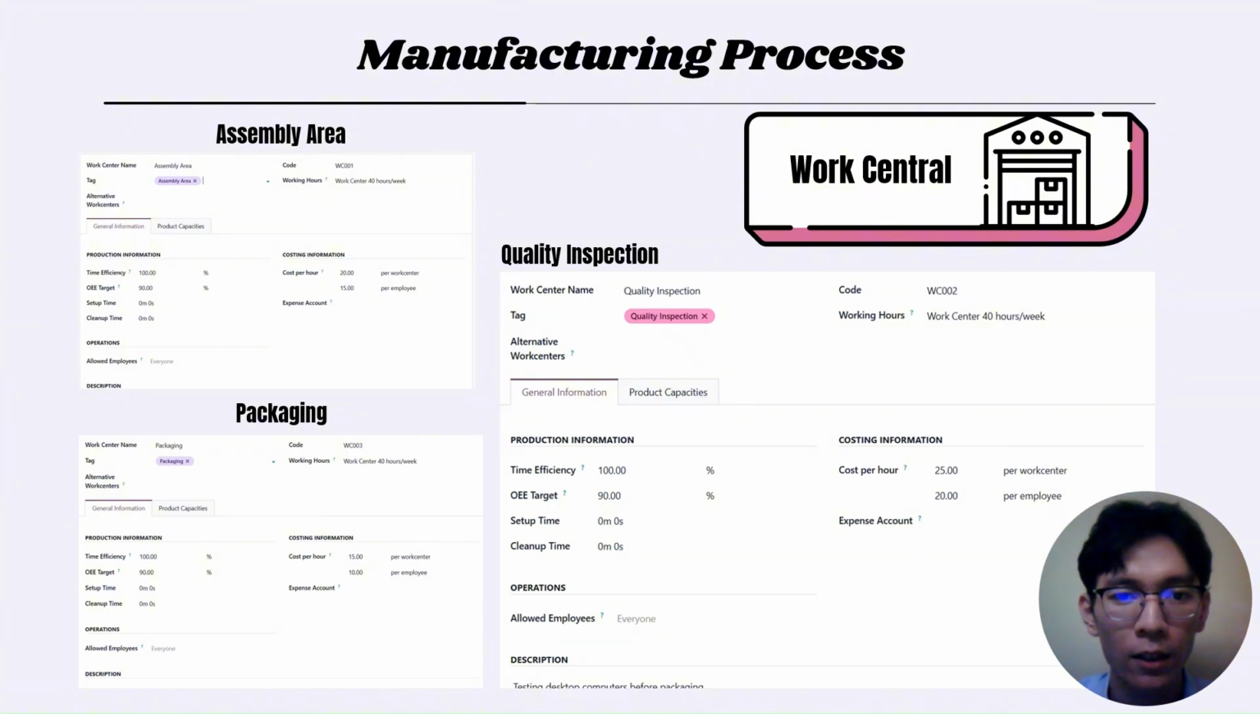Next we have the manufacturing process. We have three work centers. The first work center is the assembly area, to assemble the materials to build a product. Next we go to quality inspection to check the product quality, making sure all quality is good, and after that we will package the product for delivery to the customer.